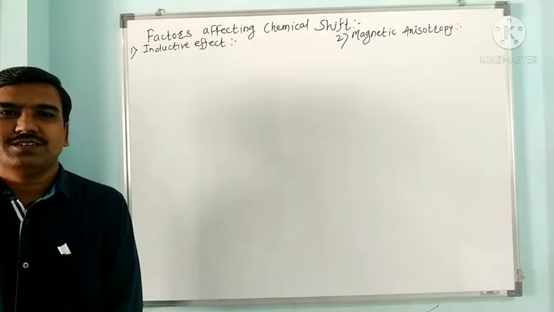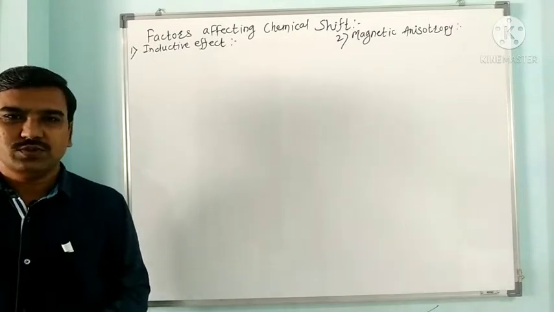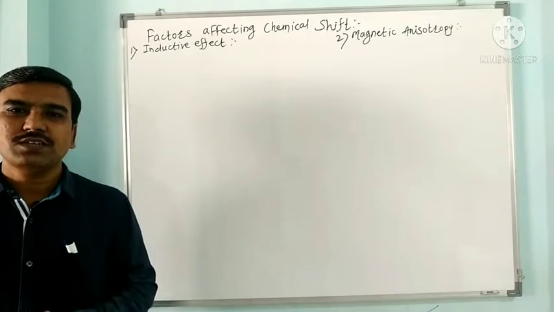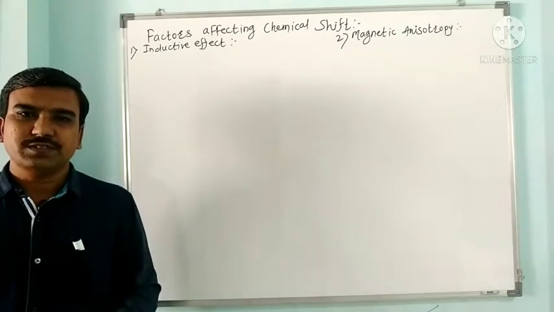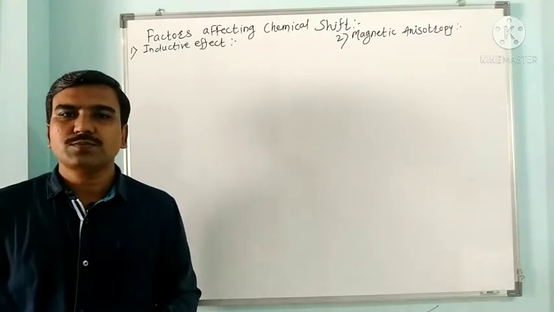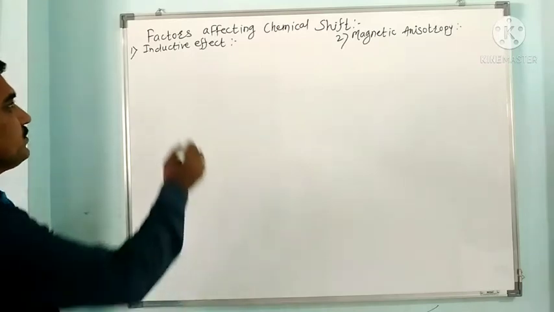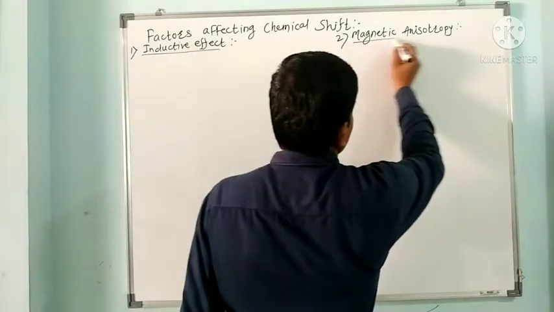Hello friends, in the earlier video we have seen the basic principle of H1 NMR, that is PMR spectroscopy, along with chemical shift and the nature of the PMR spectrum. Now today we have to see the factors affecting the chemical shift of the protons. So here the first factor we have to see is inductive effect, then we have to see magnetic anisotropy.